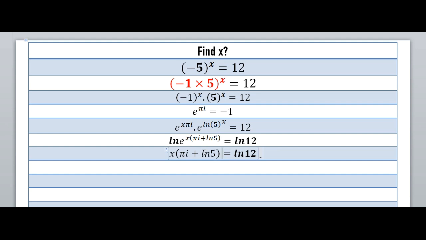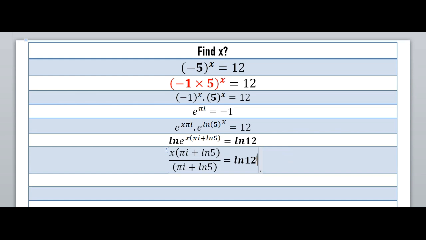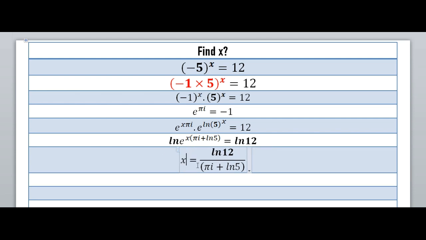You remain like that. So for you to get x, it means we will divide. When we want x to remain alone, we will divide both sides of the equation by the coefficient of x. So if you divide both sides of the equation by that, pi I plus ln of 5 divided by pi I plus ln of 5 will disappear. Then we will remain here with x. These terms are the same, they will disappear. So we'll remain with x is ln of 12 over pi I plus ln of 5.